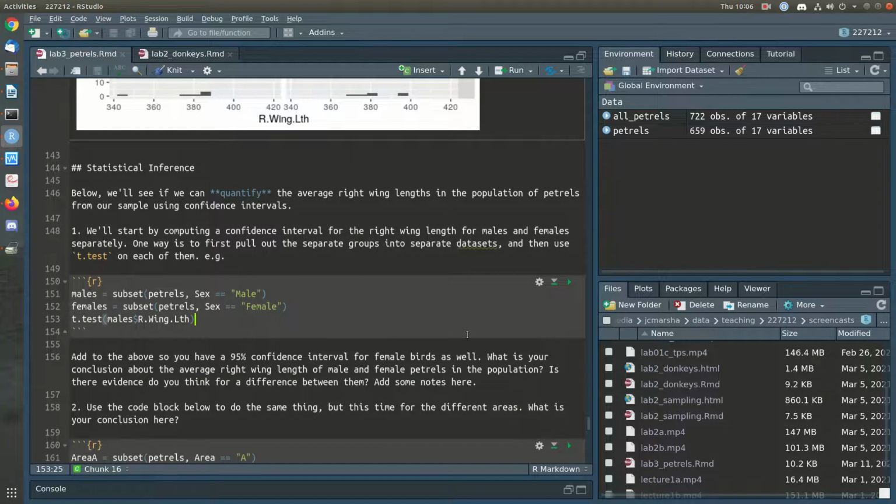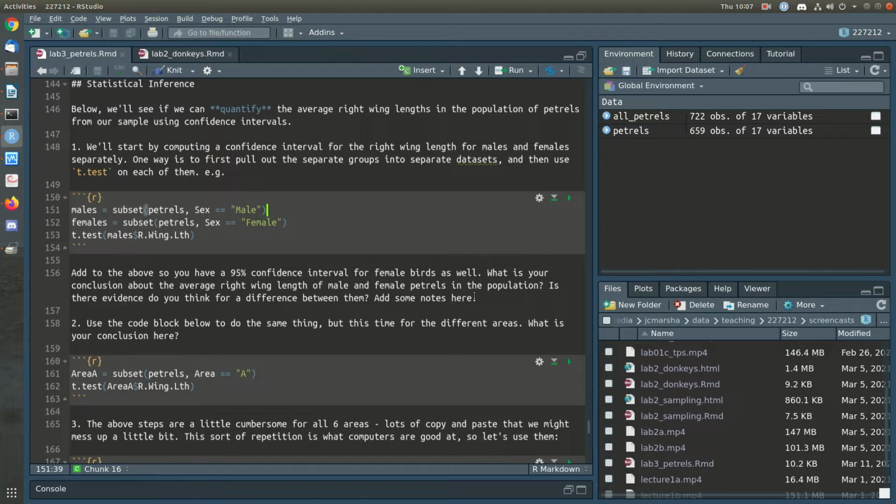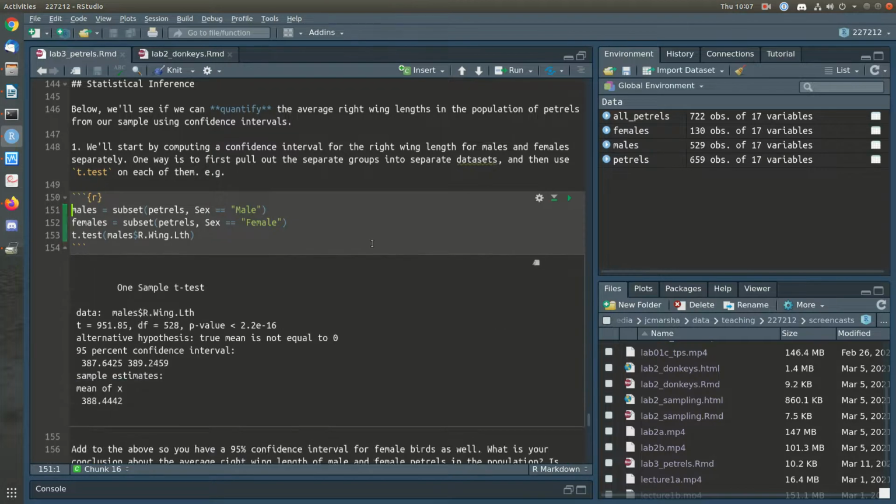So we're going to do this using confidence intervals like we discussed in the lecture on Monday. We're going to be starting with a separate confidence interval for the males and the females so that we can infer something about the difference in the population. So this first set of code here is doing some subsetting.